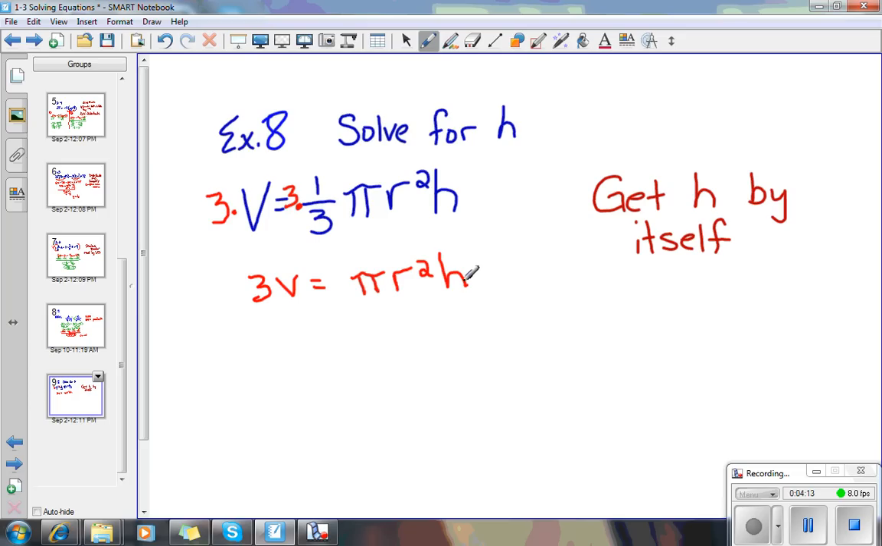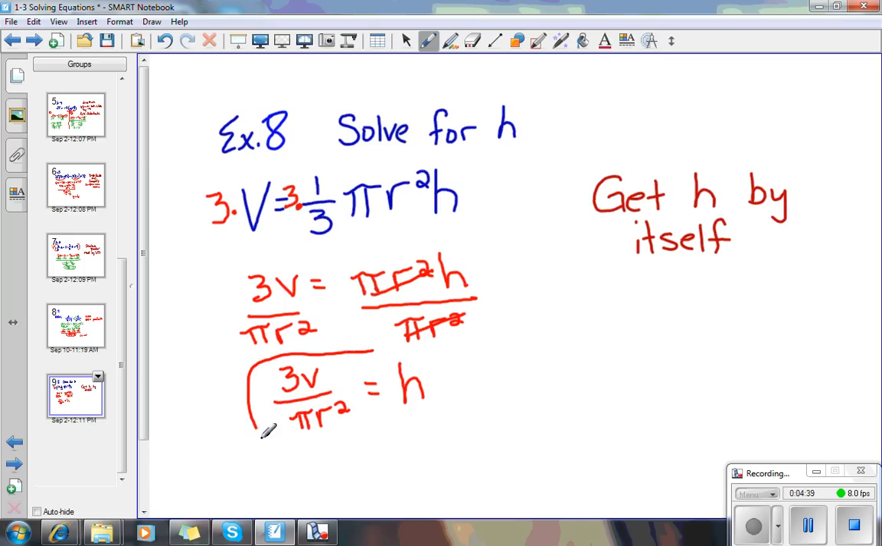Okay, so that was my first step. Now I want to get h by itself. h is being multiplied by pi r squared. So I need to undo that by dividing by pi r squared. Whatever you do to one side, you have to do to the other. These cancel, so I get h equals 3v over pi r squared. That's my answer, because I was asked to get h by itself. So these problems are just a little more complicated, but keep in mind what you're trying to do is think about what you're asked to solve for. That's the variable you need to get by itself.